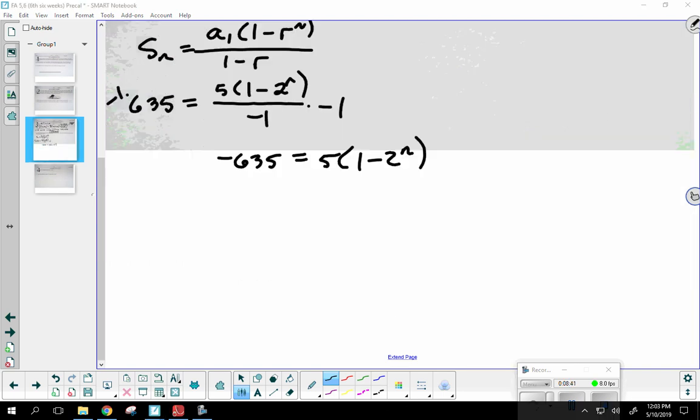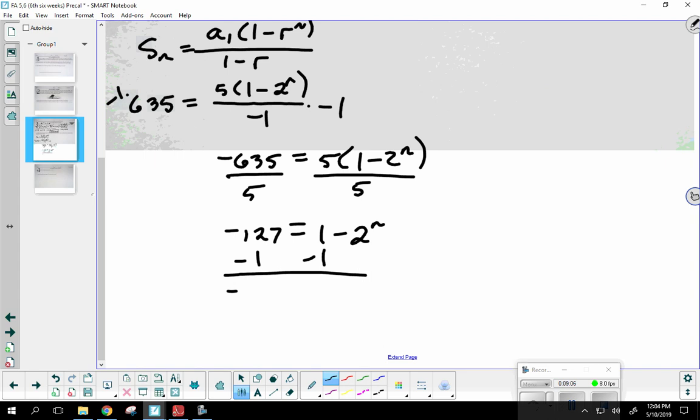Then we go ahead and divide by 5. So that's negative, I have no idea what that is. 127? 127 equals 1 minus 2 to the n. Then you can subtract the 1. So if I subtract 1, that would be a negative 120 what? Ooh, 28, because they're both negative. Those cancel. Equal negative 2 to the n. Now, they're both negative, so you could simply make them both positive.